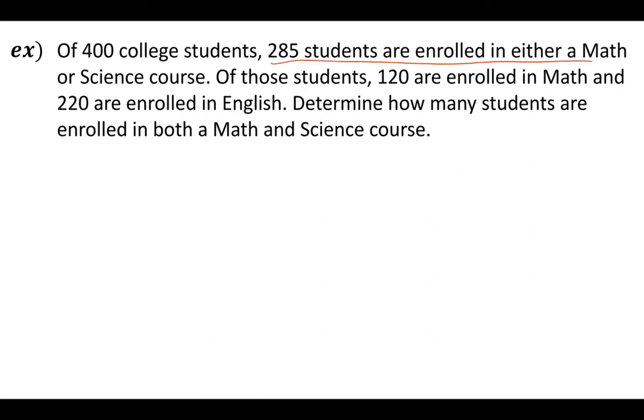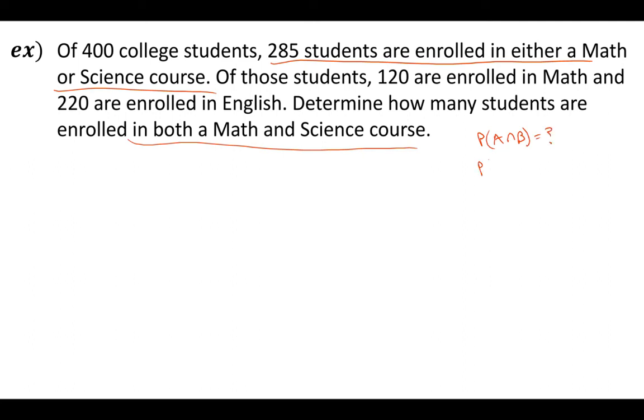So this first statement here is actually the answer that we've been finding in all of the other questions. So we'll keep reading. It says of those, 120 of the students are enrolled in math and 220 are enrolled in English. Determine how many students are enrolled in both a math and science course. So we're switching what we're asking here. It tells us how many are enrolled in either or, right? And then we're asked to find how many are enrolled in both. So in this question, it's actually asking us what is the probability of A intersect B, essentially?